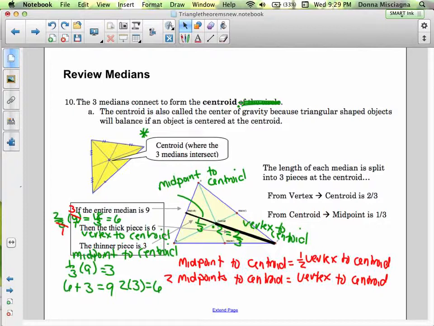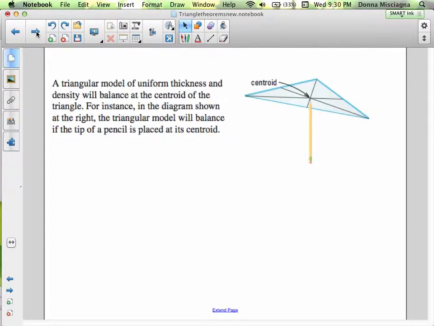Now the median is actually a really important point, and it's important for a lot of things. So I'm going to digress just for a second from solving medians and show you why the median is a really important point, and then I'm going to show you how you could find the median in a triangle. A triangular model of uniform thickness and density, in other words the same thickness all the way through, will balance at the centroid of the triangle. For instance, in the diagram shown at the right, the triangular model will balance if the tip of the pencil is placed at the centroid.